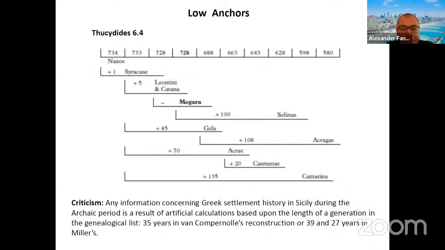And despite criticism, which has been voiced for decades, starting with Van Compernolle and Miller's studies, that claimed that any information concerning Greek settlement history in Sicily during the archaic period is a result of artificial calculations based upon the length of a generation in the genealogical lists available to Thucydides.